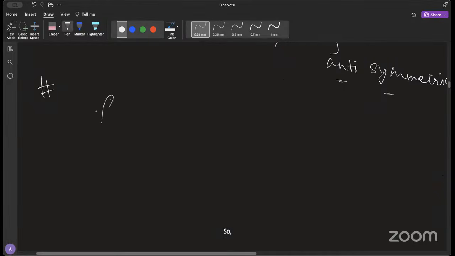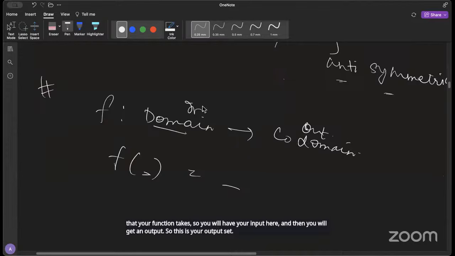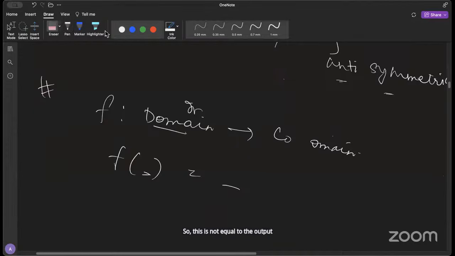So let's define a function. There's one set called the domain and one called the codomain. You can look at the domain as an input set that your function takes. So you will have your input here and then you will get an output. This is your output set. What you get as an output should be in your codomain.